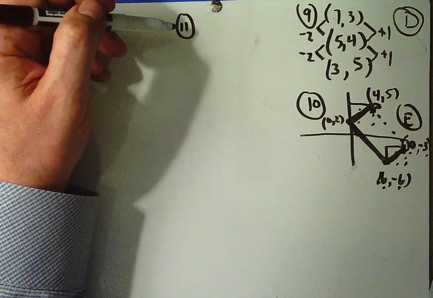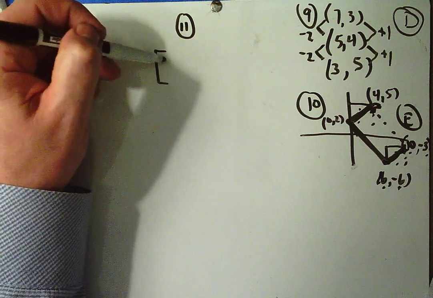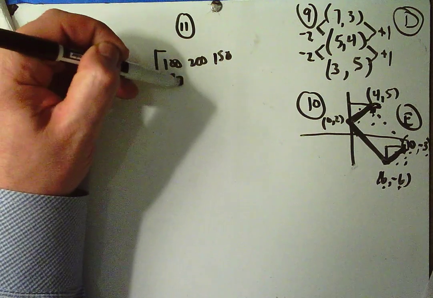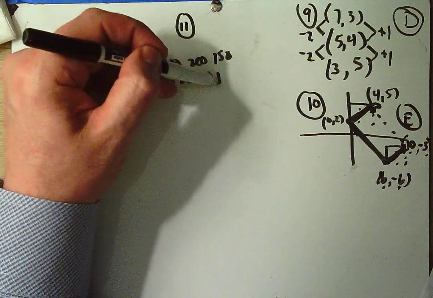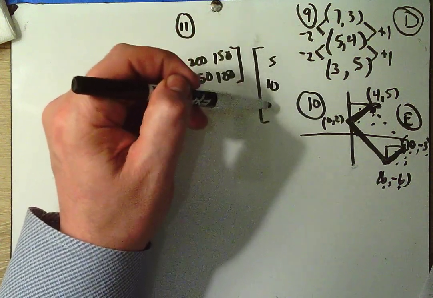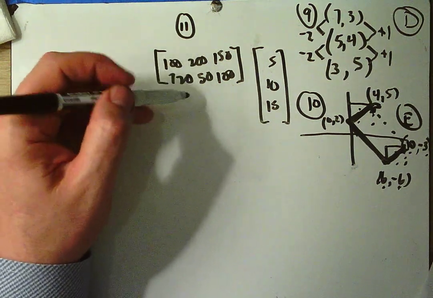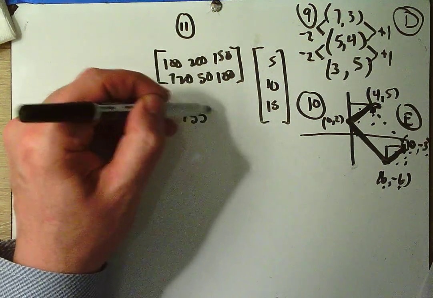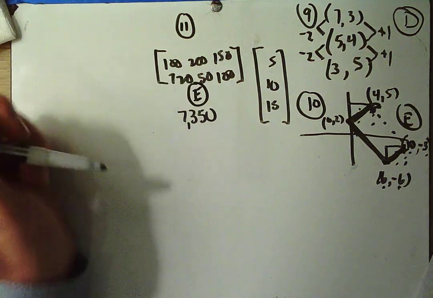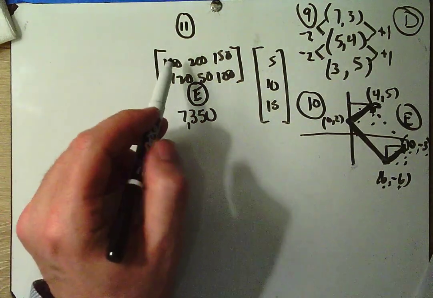Well, this is a matrix multiplication problem. If we multiply that first matrix, 100, 200, 150, 120, 50, and 100, times that second matrix, 5, 10, 15, we should end up with 7350. I recommend using the matrix multiplying abilities on the graphing calculator. If you don't have a graphing calculator, you're going to have to go the long way.